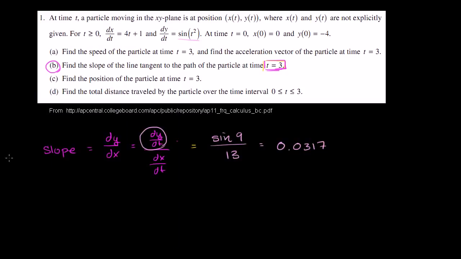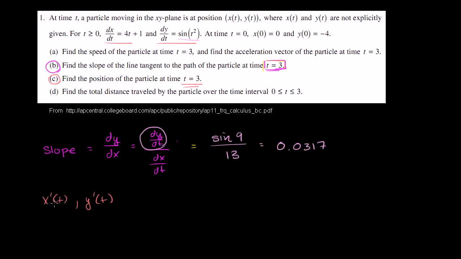I think we have time. We could crank out part C as well. Part C, find the position of the particle at time t equal to 3. So they give us x prime of t and they give us y prime of t. This is x prime of t, this is y prime of t. We need to figure out x of 3 and y of 3.